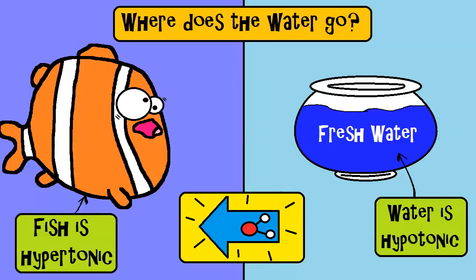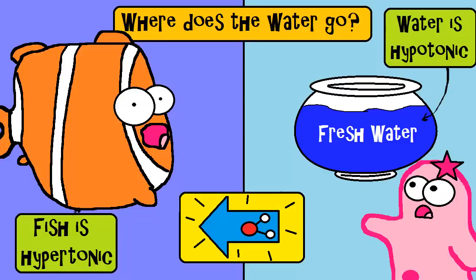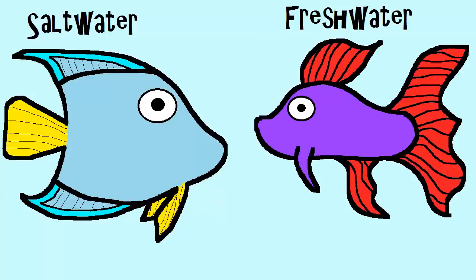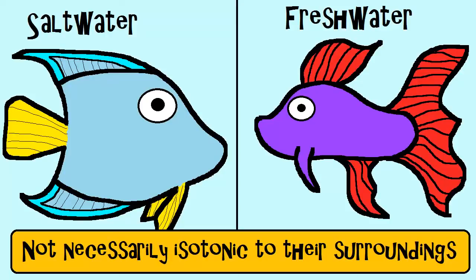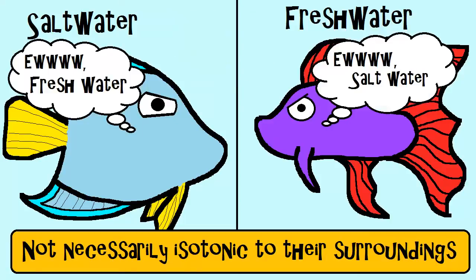So it's going to go into that poor fish. If you don't rescue it soon, the cells would actually start swelling if you looked at them under a microscope. Eventually, this fish could die. Now, one thing to clarify, saltwater fish and freshwater fish are not necessarily isotonic. Remember, that means equal concentration to their surroundings. But they have special adaptations that allow them to live in their environment, and usually they can't make a major switch from a saltwater environment to a freshwater environment.